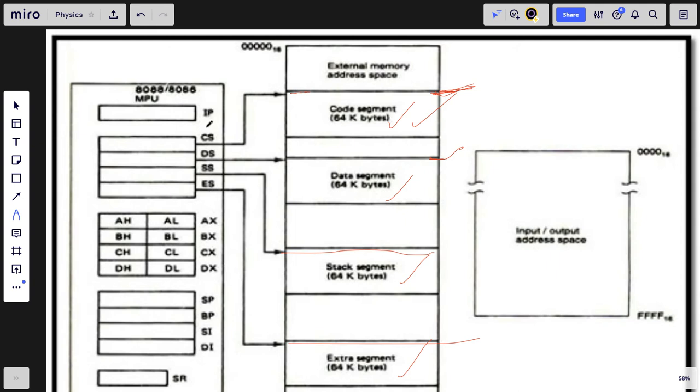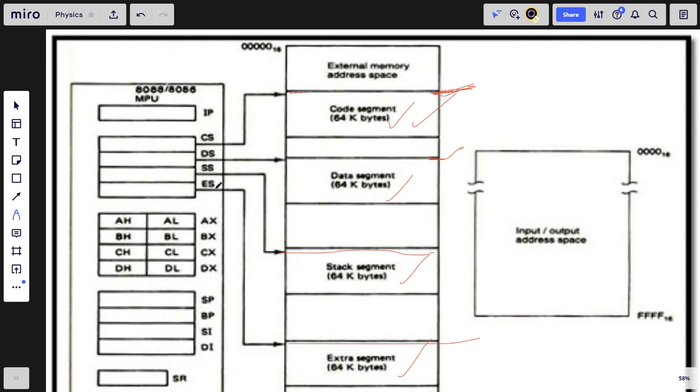register. So these 4: code segment register, data segment register, stack segment register, ES segment register store the address. What address? The address that tells us to go to this segment of the memory. The code segment register tells us to go to the code segment of the memory. The data segment register tells us to go to the data segment of the memory. The stack segment register tells us to go to the stack segment of the memory, and the extra segment register tells us to go to the extra segment of the memory.